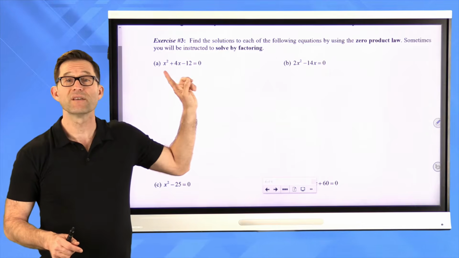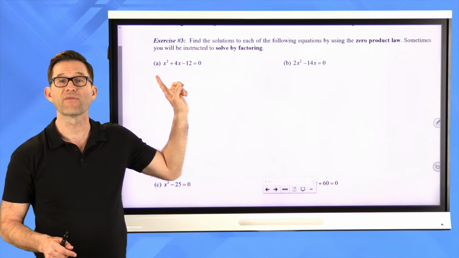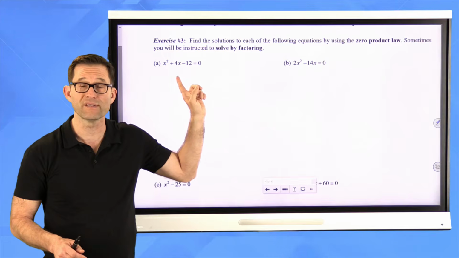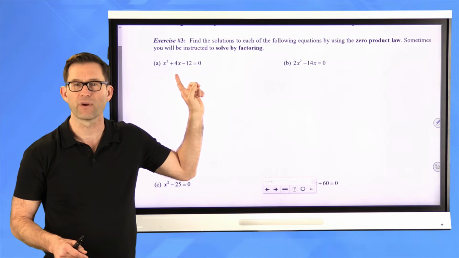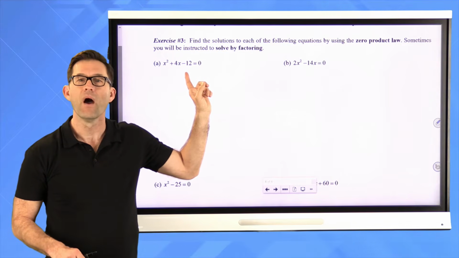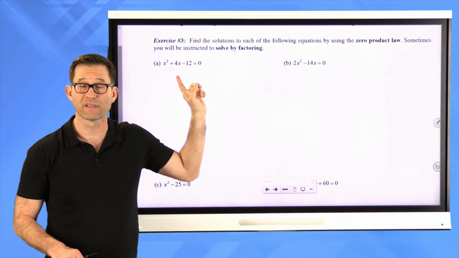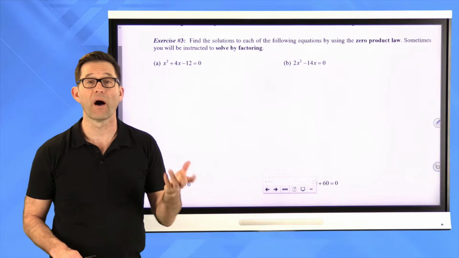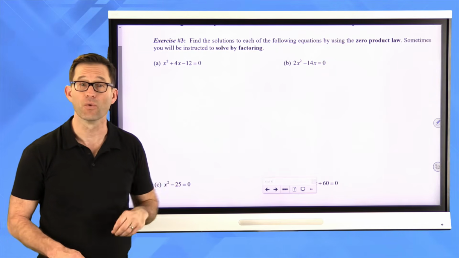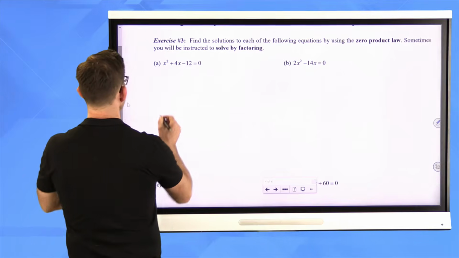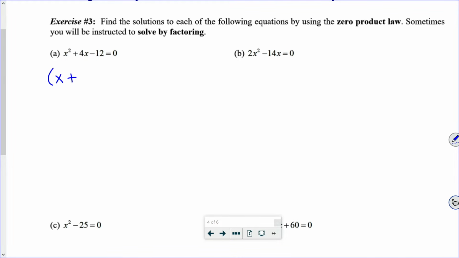All right, since this equation is equal to 0, I can look at the left-hand side and simply replace it by its equivalent in terms of factoring. Now, how do I factor that trinomial? Well, I need two numbers that have a product of -12 and a sum of +4. And those two numbers are +6 and -2, right? So I can factor the left-hand side of this equation as x plus 6 times x minus 2 equals 0.